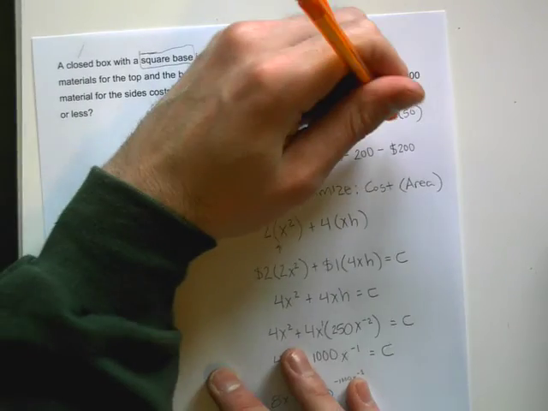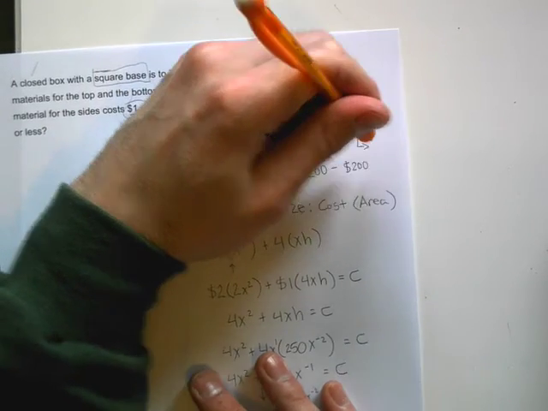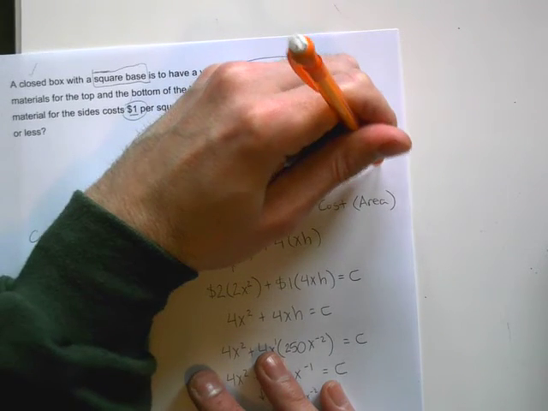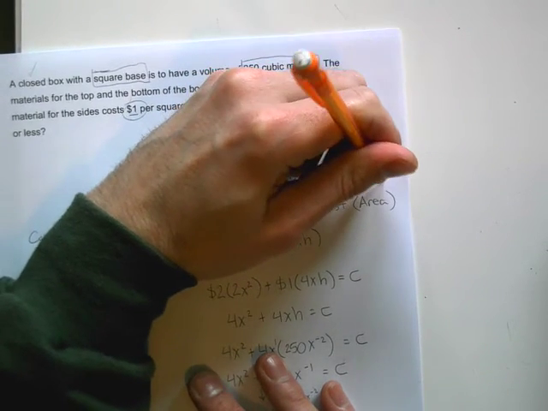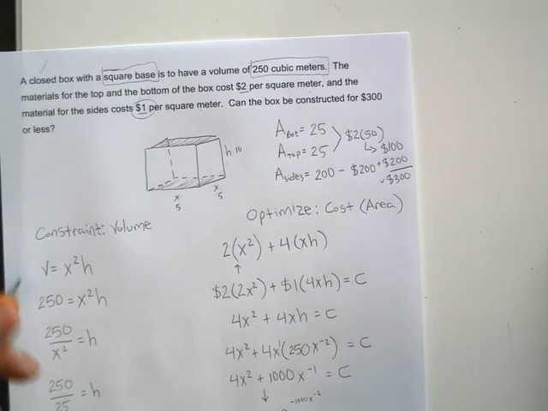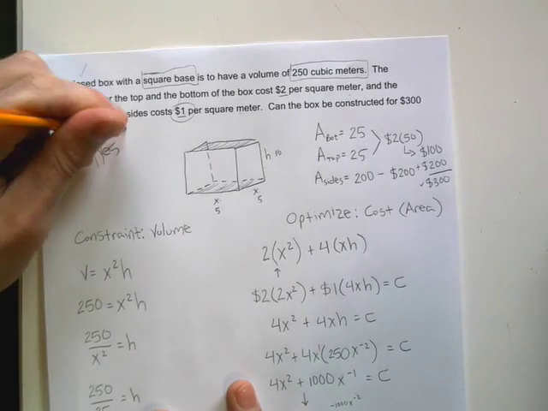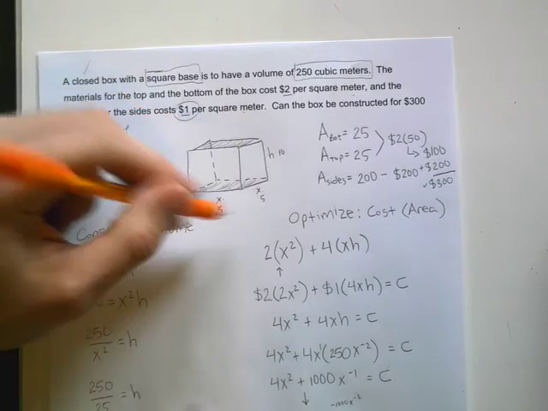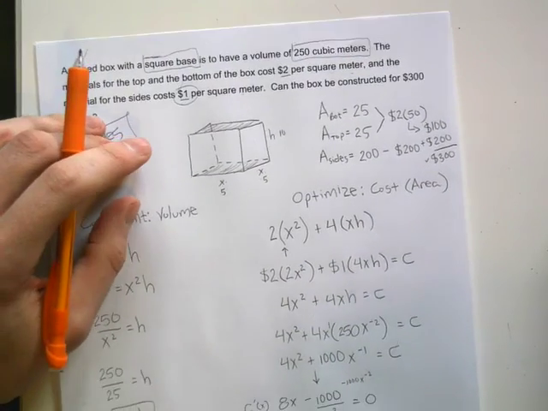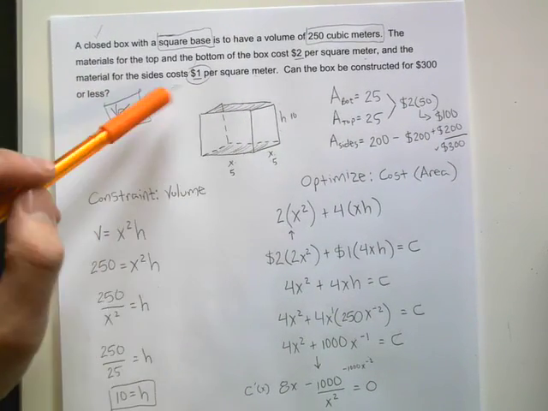Okay, so I know again I'm kind of running out of space, guys. I hope I'm not losing anyone here. This would be $100 plus $200 is equal to $300, which is good. That's what we wanted. It says, can the box be constructed for $300 or less? The answer is yes. If you had these dimensions in here, it would end up being exactly $300.